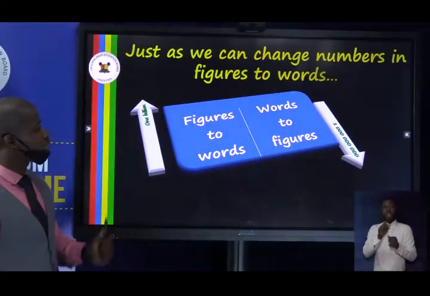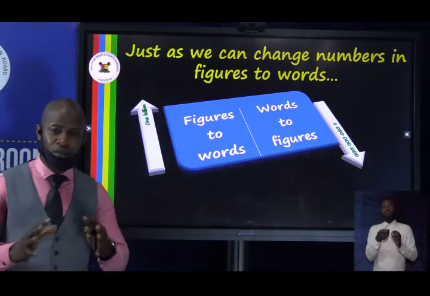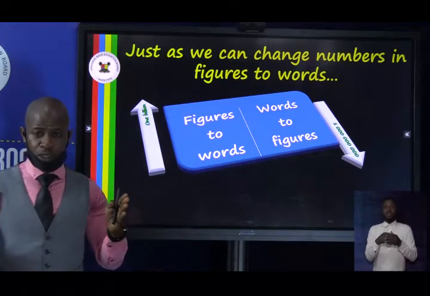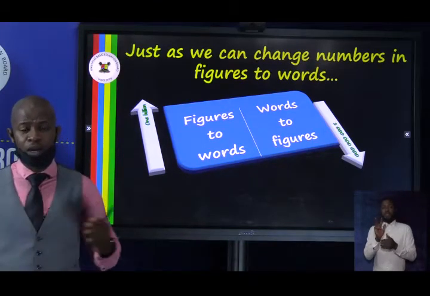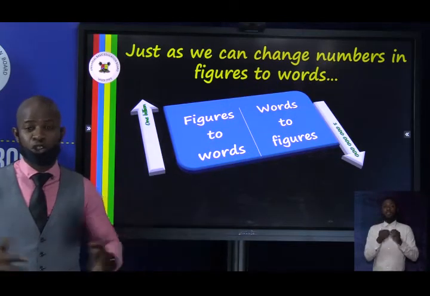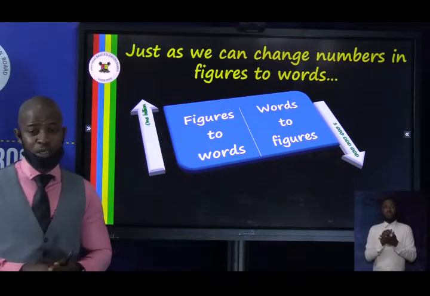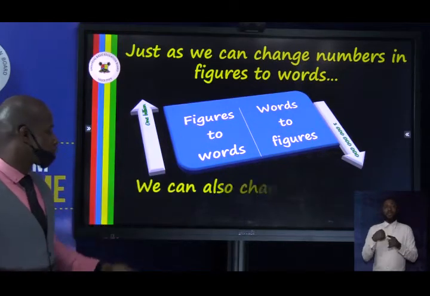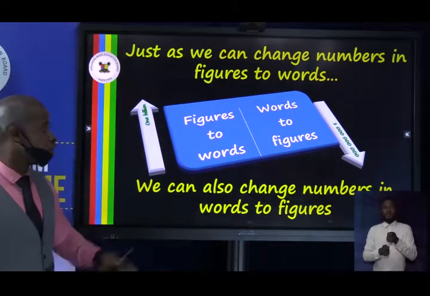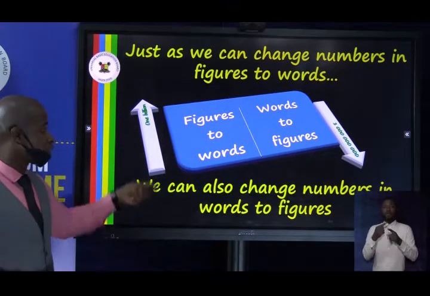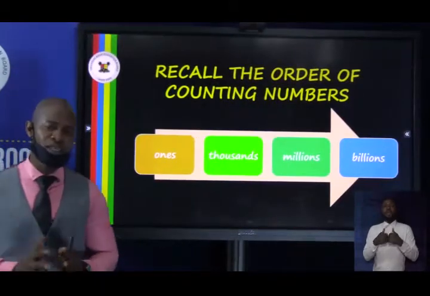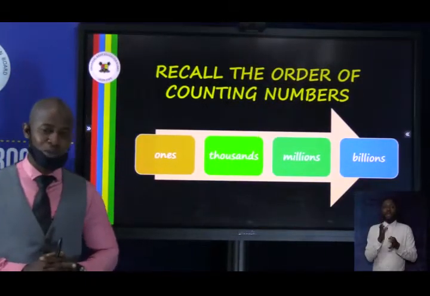Just as we can change numbers from figure to words, we can take a number written in figure with the digits, separate them in threes, and then write them out in words and pronounce them the way we're supposed to, no matter how large the number is. When we have a number given in words, we should also be able to change that number back to figure. It's a reversible process. If you can change figure to words, you should be able to change words to figures. So today we're going to be looking exactly at how that is going to be done.